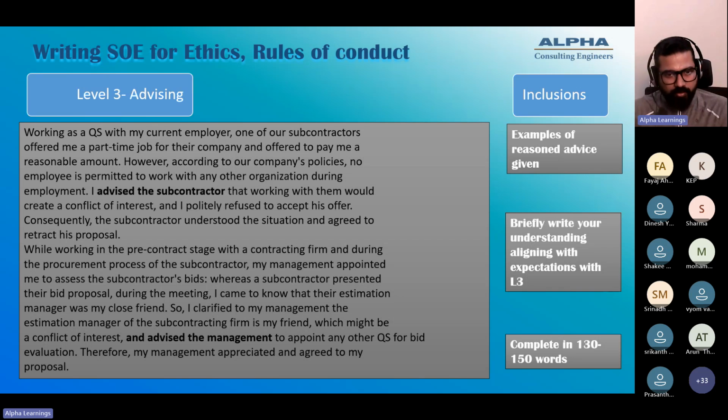If you are falling short of words in level 3, after writing level 1 and level 2, if you don't have much to write in level 3, then it will be taken that the candidate is not able to achieve level 3, or somewhere the candidate is lagging in the level 3 knowledge area.